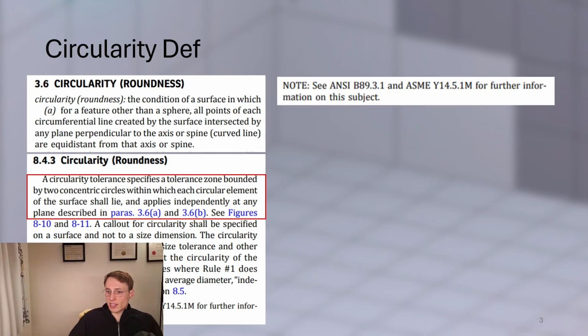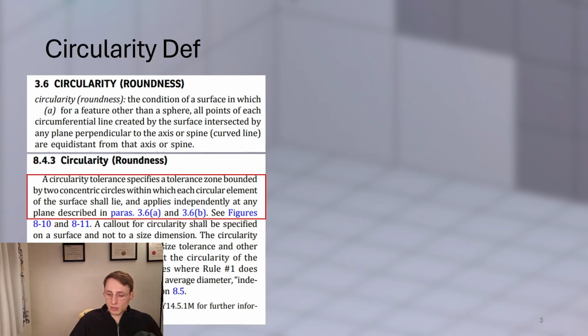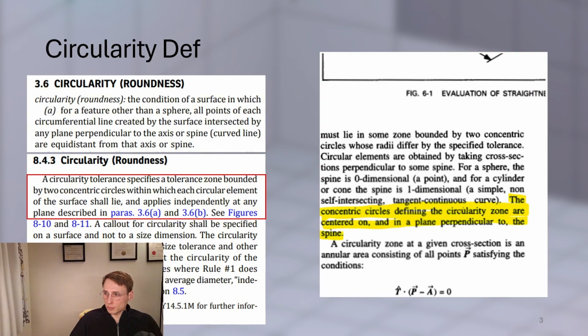It says see ASME Y14.5.1M, which is the mathematical definition of the Y14.5 standard, for further information. So this is the, I believe, 1994 edition of the mathematical standard. And this highlighted part adds an important note to the definition. The concentric circles defining the circularity zone are centered on the axis. So it's not just that you can have a pair of concentric circles anywhere. Those concentric circles are centered on the axis that you are inspecting along.